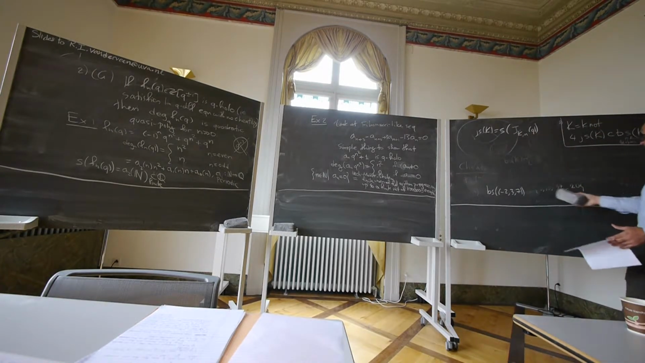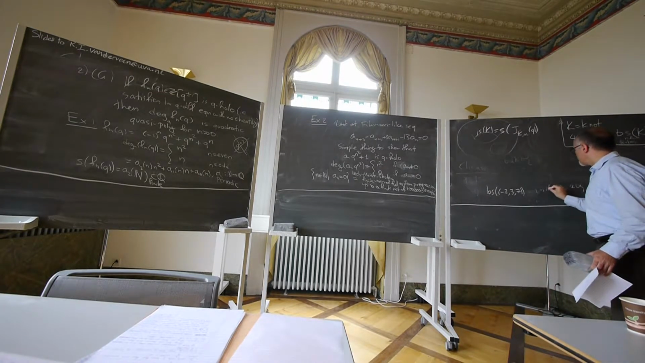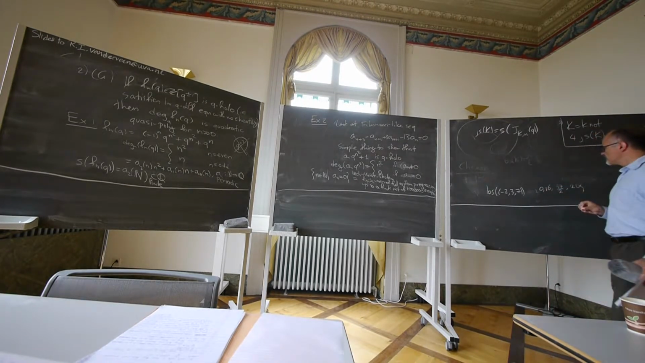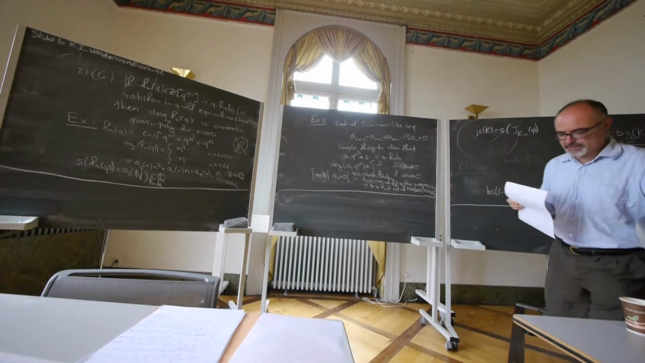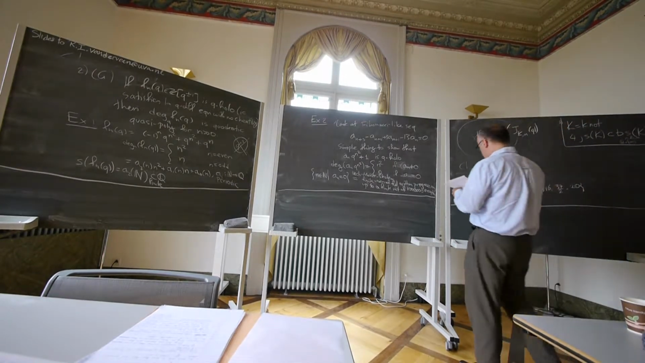So since I gave you the answer for the (-2,3,7) pretzel knot, the Jones slope of it is, I guess, one of those. And which one is it? So I need to tell you now the degree.